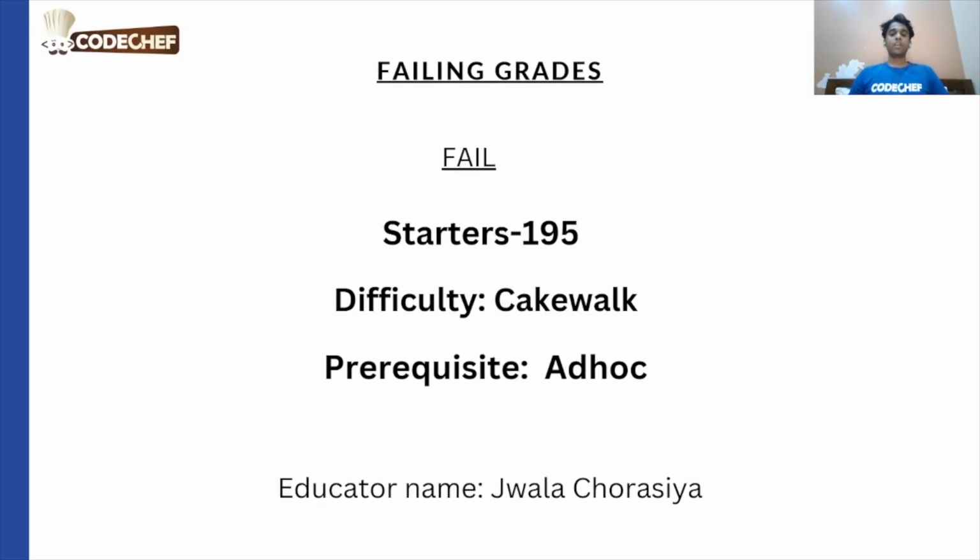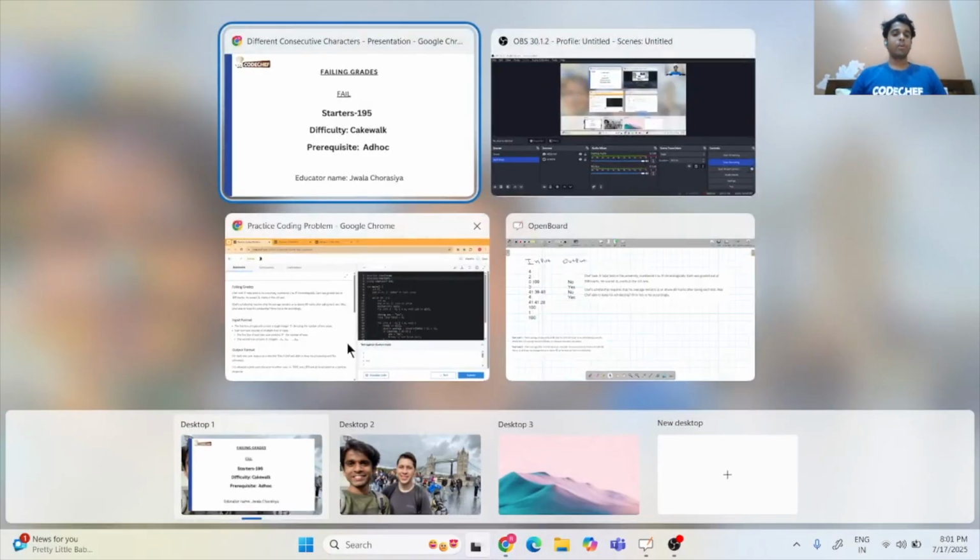Myself Jwala Charasi, and today we are going to solve the problem which came in Starters 195. The name of the problem is Failing Grades and the problem code is FAIL. The difficulty rating of the problem is cakewalk and the prerequisite is ad hoc. Let's start by reading the problem statement.